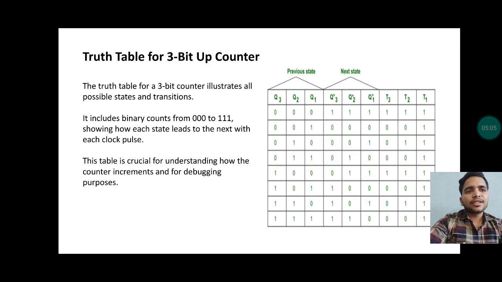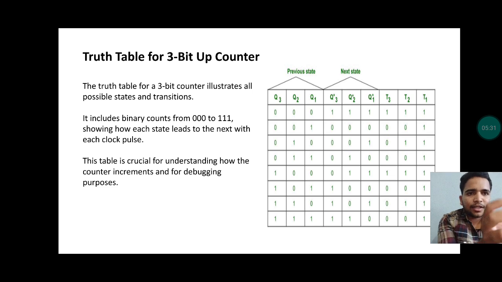The truth table for 3-bit up counter. The truth table for 3-bit up counter illustrates all possible states and transitions. It includes binary count from 000 to 111, showing how each state leads to the next with each clock pulse. This table is crucial for understanding how the counter increments, and for debugging purposes.